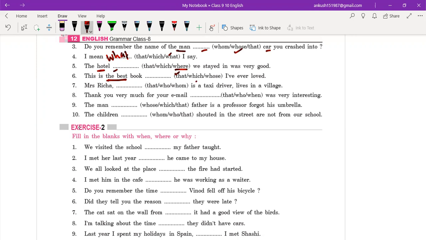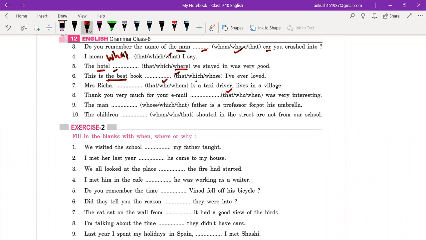Mrs. Richa, who is a taxi driver, lives in a village. Very good. Thank you very much for your email. That was very interesting. Very good.